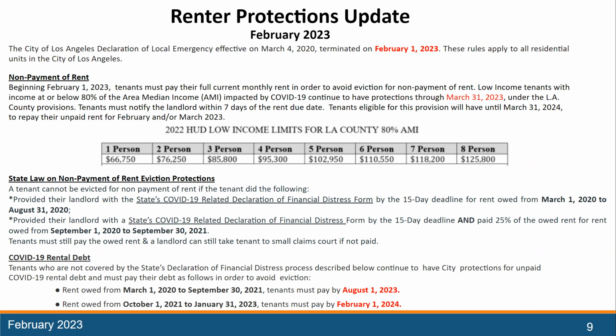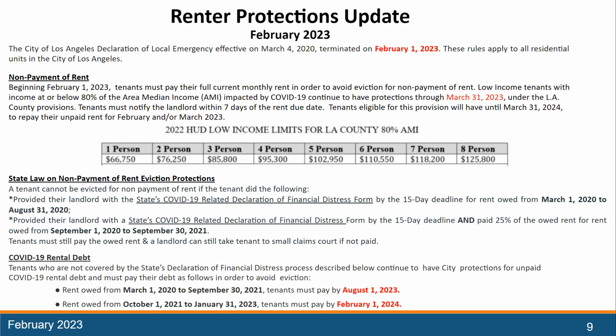Renter protections in the City of Los Angeles that are related to COVID-19 apply to all residential rental units, regardless of whether or not they are subject to the RSO. The City of Los Angeles declaration of local emergency was effective on March 4th of 2020, and it ended on February 1st of 2023. However, there are still protections that apply to tenants for various reasons.